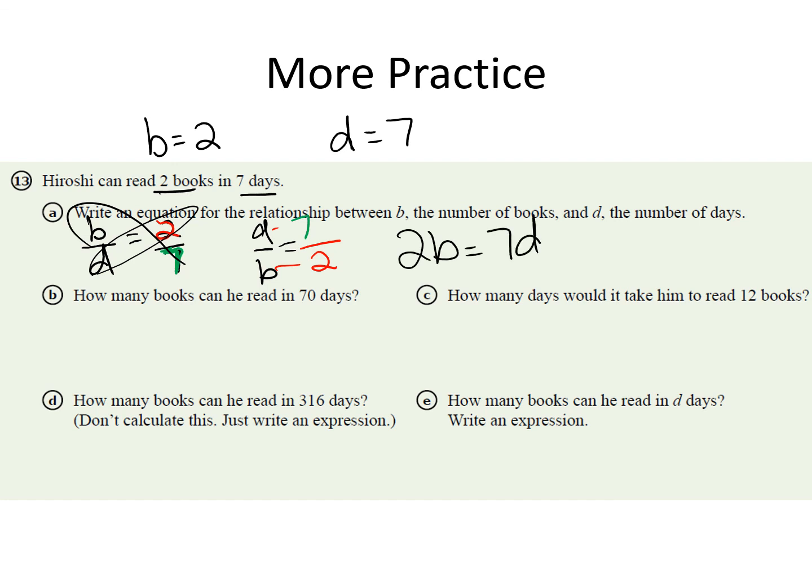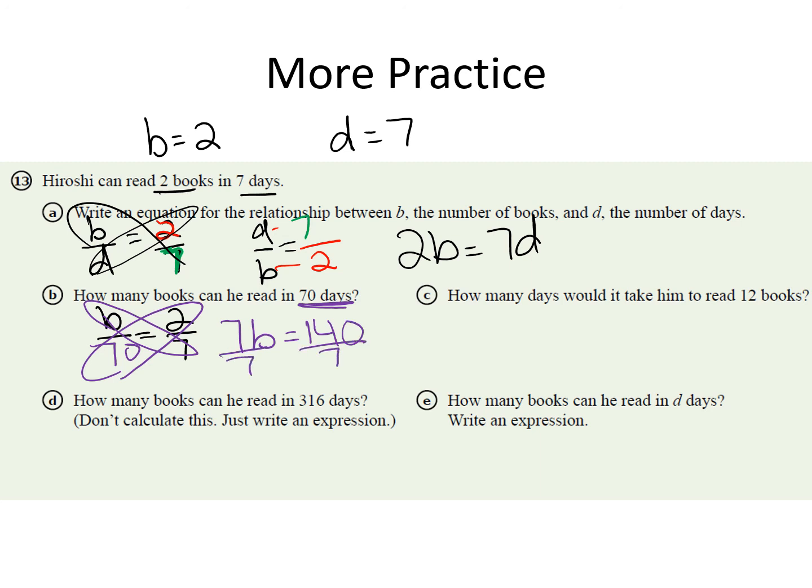So let's use our proportions. We have how many books can he read in 70 days? We have books to days equal 2/7. Well, the information that they gave us in the question says 70 days. So we are going to erase this days and replace it with 70. From here, we cross multiply. 7b equals 140. Divide by 7. He can read 20 books in 70 days.